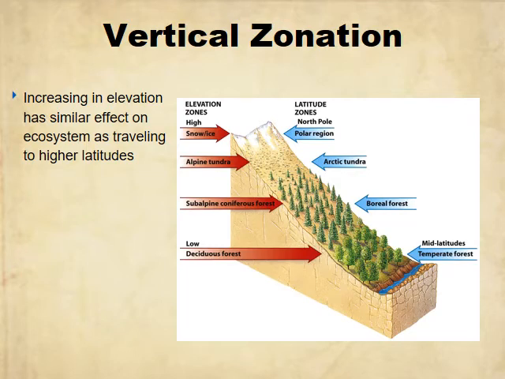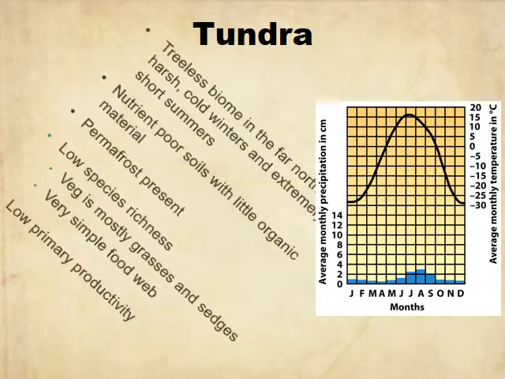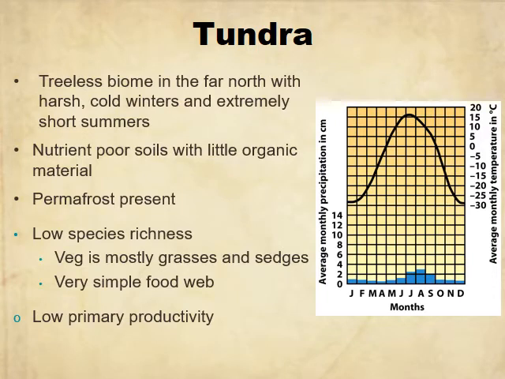Same effect with vertical zonation. As you move up in elevation, your temperature decreases. Here is a bit about the tundra. I'm not going to go through and read these for you guys. If you want, you can pause and look at everything. I'm just going to take a look at the high points of each.